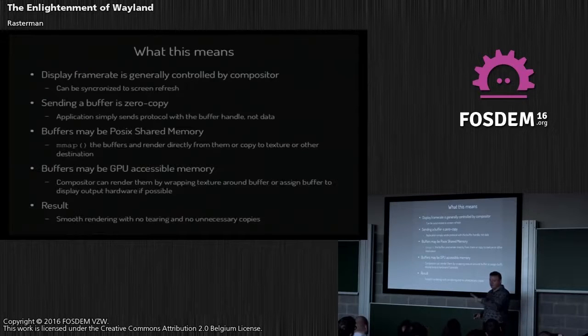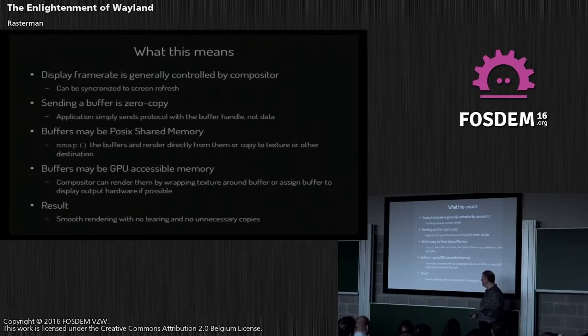For buffers, you can have either POSIX shared memory or DRM buffers, so you can actually do both. You do not have to use OpenGL to use Wayland. It's absolutely not required. Basically, you just memory map the buffer, fill it with pixels with a CPU, or any other way you like, and you send it over to the compositor.